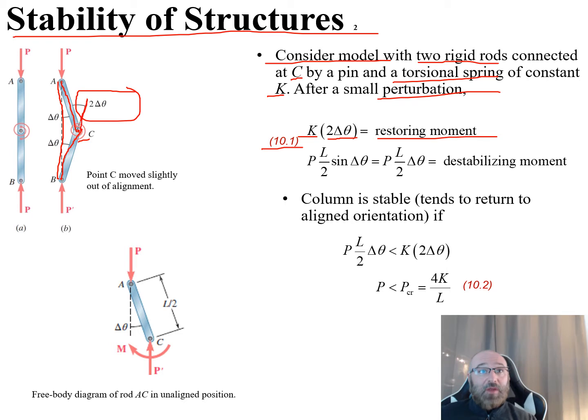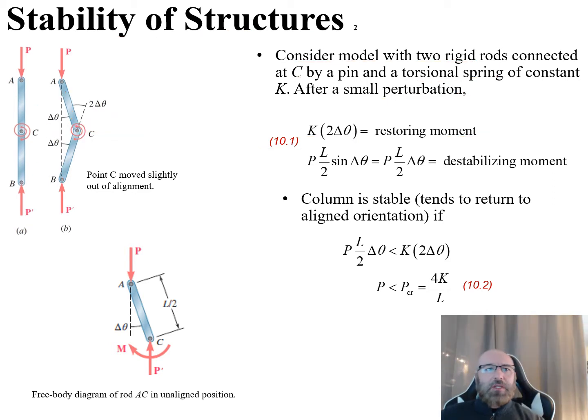This is our angle right there of 2 times our delta theta. So this is the delta theta right here, the angle between our line going straight down from A to B and then going from A to C, as well as from B to C. So those are our angle delta thetas there, and this would be our angle right there of 2 times our delta theta. And this is our restoring moment when we multiply that 2 delta theta by our K.